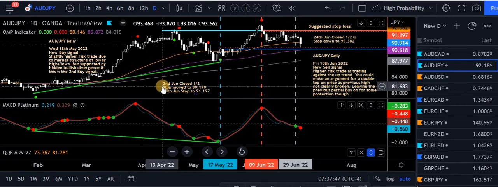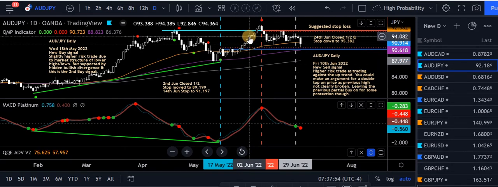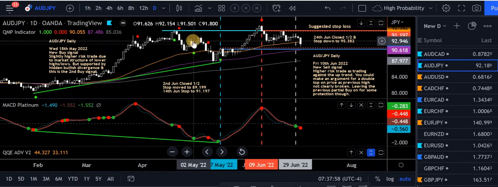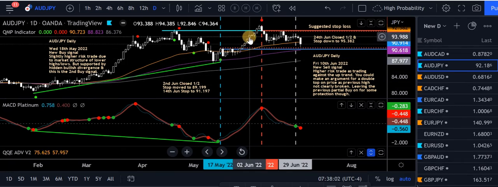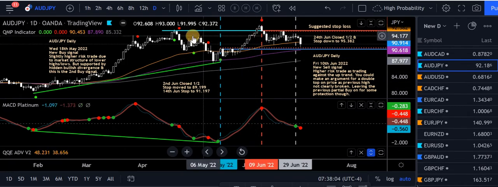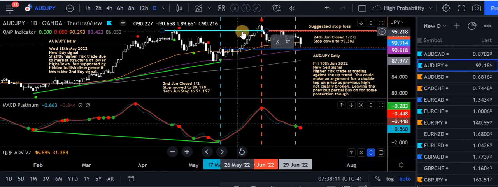So 2nd of June we closed half. So let's have a look at 2nd of June, which is up in here. So 2nd of June, that's the open. So on the open there we closed half. We got to these previous highs here. MACD's nearly through the zero level. So we closed half. It's gone up, got to this previous high here. Then we got a sell signal, so we took that because it hasn't clearly broken the high.